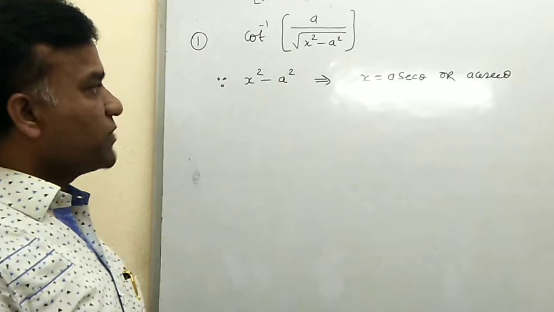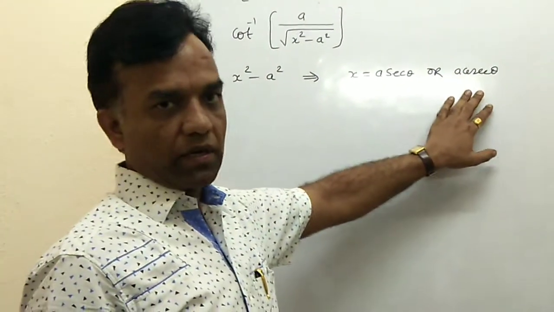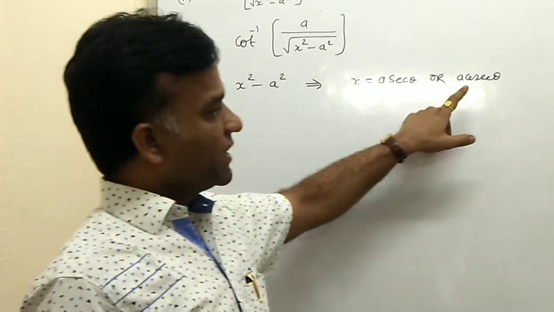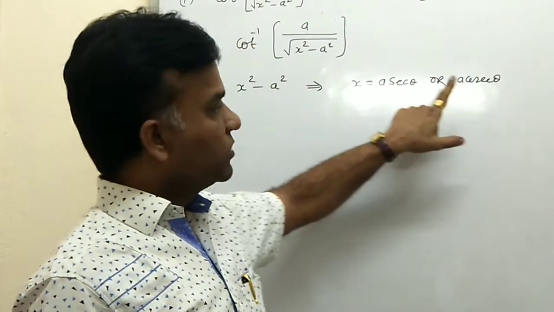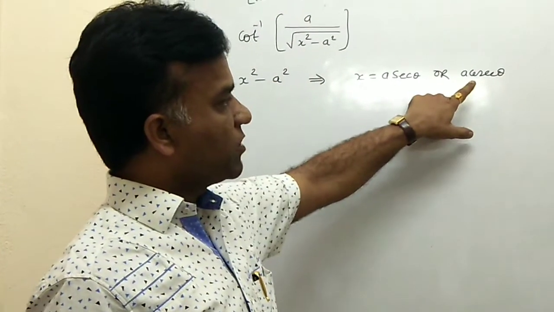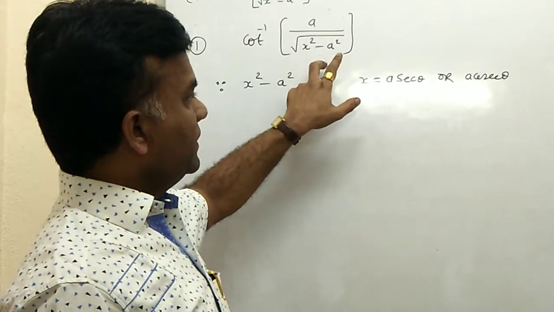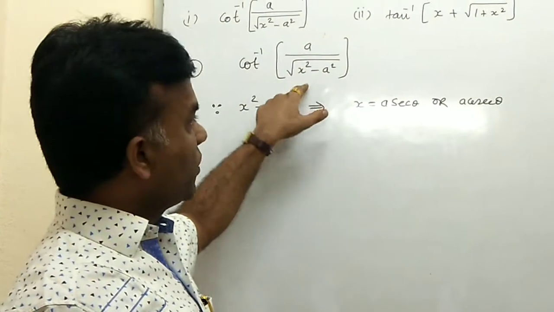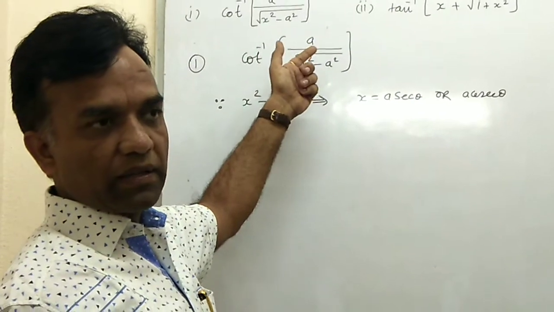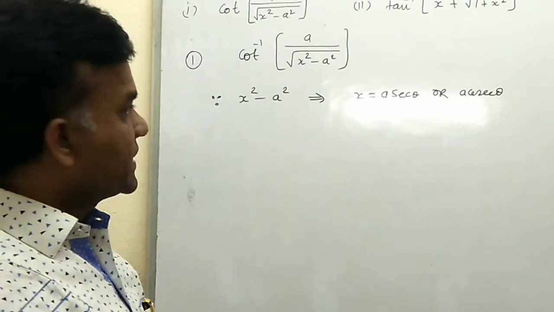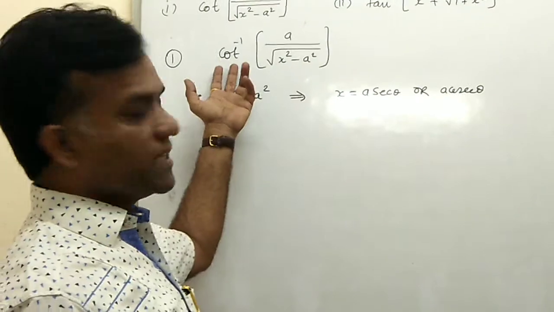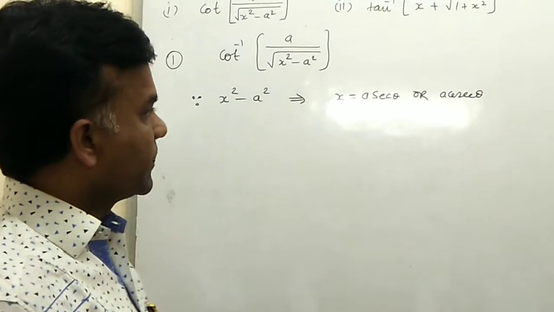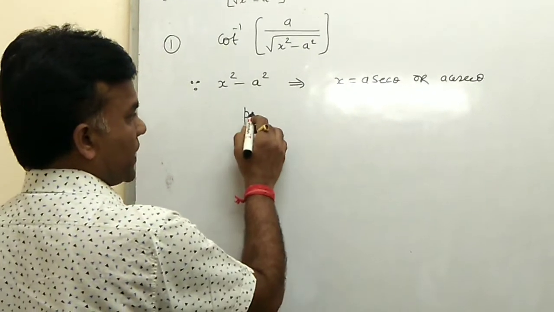But which value do you put, a sec theta or a cosec theta? It depends on the outside function, which is cot, and cot is related with cosec. If we substitute cosec theta, then cosec square minus 1 gives cot, and cot in the numerator converts into sec, tan, and tan is not outside. So basically here we substitute x equal to a sec theta.